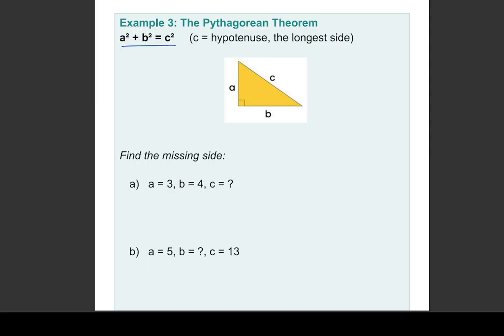So if I'm given a equals 3 and b equals 4 and c is the missing side, that means I must have that 3 squared plus 4 squared equals c squared. We're just going to solve this for c. 3 squared is 9, 4 squared is 16, and that equals c squared. That means that 25 equals c squared. So then, of course, I square root both sides and get 5 equals c.